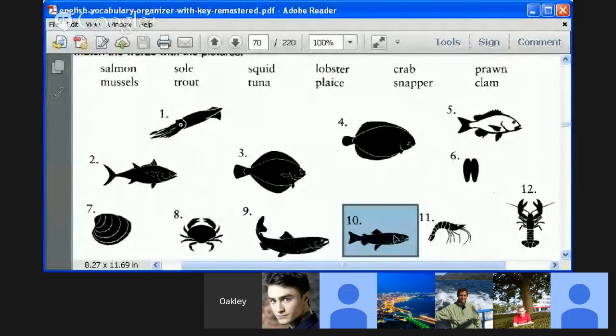Of course, trout are freshwater fish. Salmon are freshwater / saltwater fish. Of course, fish like sole and tuna are saltwater fish.